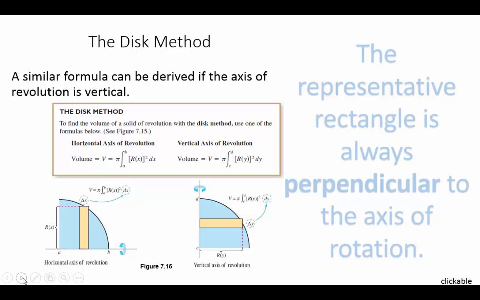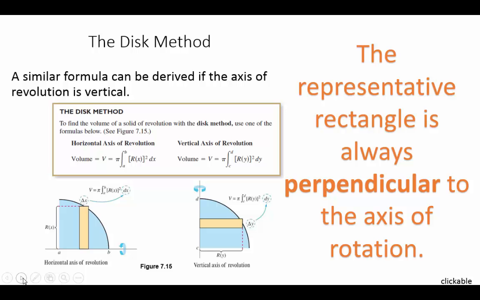That representative rectangle, the rectangles we're adding up when we take that integral, has to be perpendicular to the axis of revolution. So you draw your function, you draw in the rectangle, the base of it is your dx or dy, depending on if it's the horizontal or vertical situation. And then you're going to figure out the radius by looking at the function of x or function of y that you have.